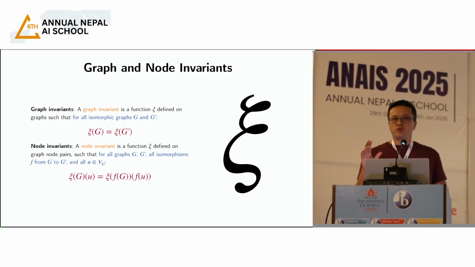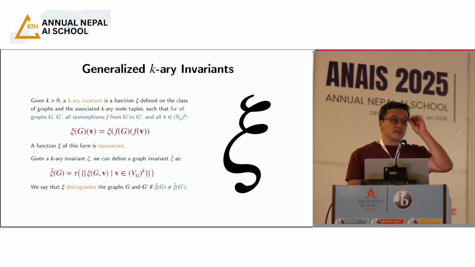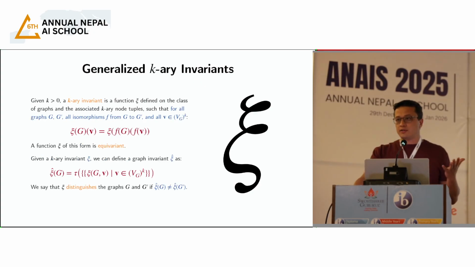Essentially, what both the WL test and the message passing neural network compute is a node invariant, because we are computing node features. So they are actually satisfying this condition. We know that. But are we limited to computing node invariants? Can't we just compute higher order invariants? This is the fundamental idea behind higher order graph neural networks. So a graph invariant can be seen as a zero-array invariant, because there is no node.